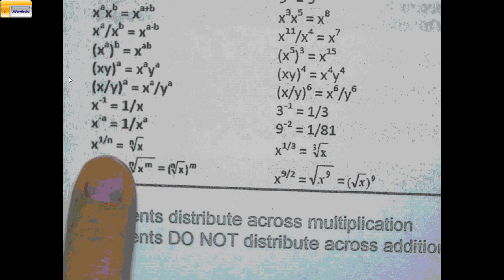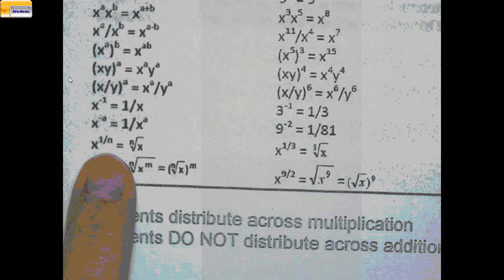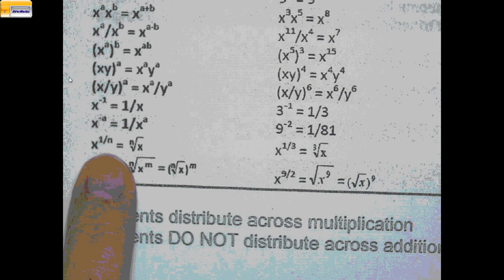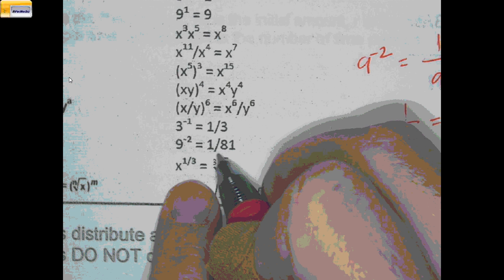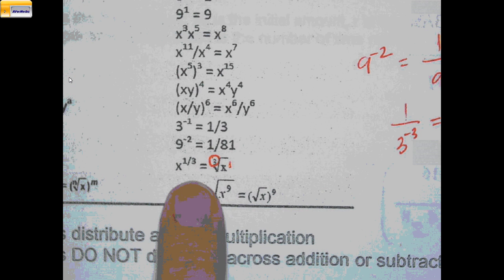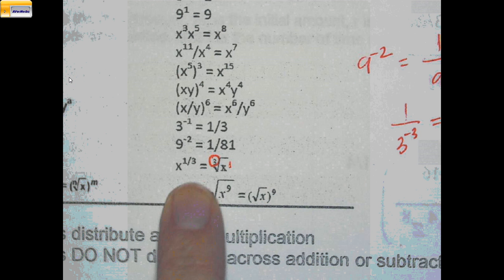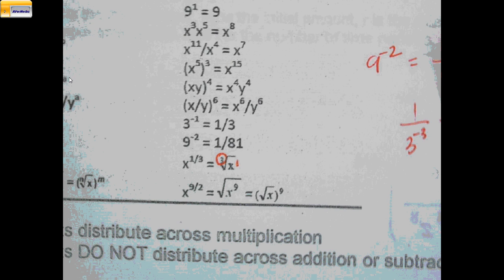Okay, let's look at the square root one. If you have a fraction as an exponent, remember, inside over outside. This inside number goes inside the radical. The denominator goes on the outside. So if you have x to the 1/3, inside over outside, there's your 1/3. And that works every time. Let's go ahead and look at some examples.